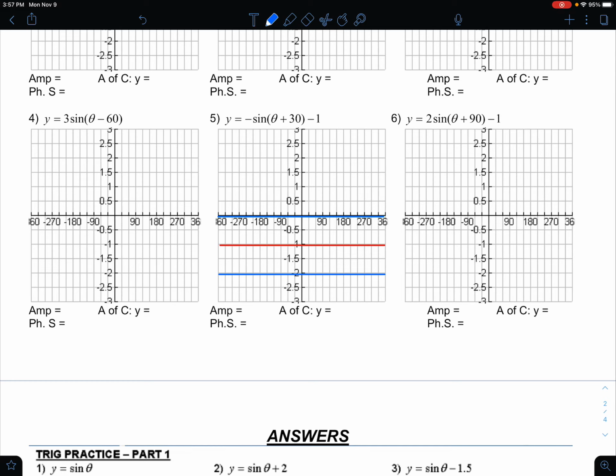Next, we go with phase shift. Phase shift is plus 30. The phase shift, it's like it goes backwards, like in quadratic. So plus 30 means really it's minus 30. So I'm going to go 1 to the left.